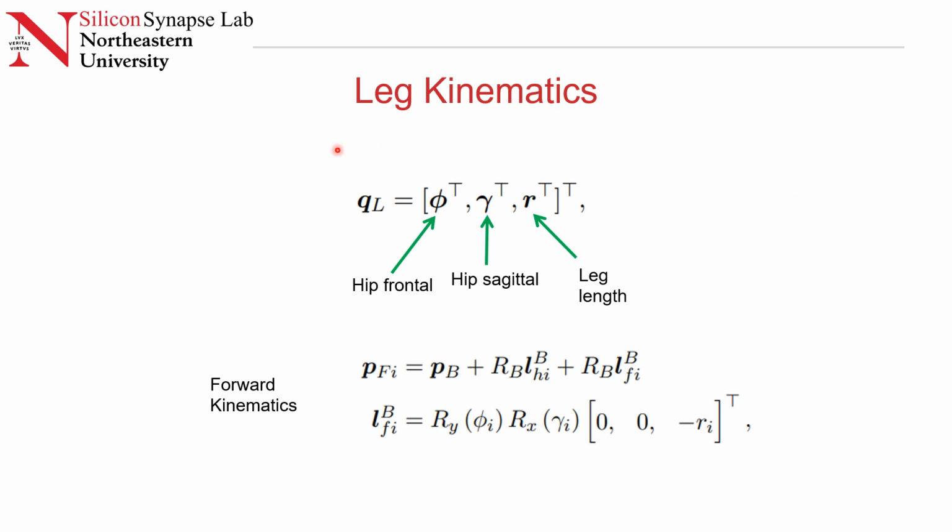It's modeled as a telescopic leg with two hip angles, hip frontal and hip sagittal, and the leg length itself. So the foot position can be derived here, which is the position of the body plus some rotation matrix of the length factors. We can use this formulation to find the foot position, and also solve for the virtual work to apply forces to the main body.